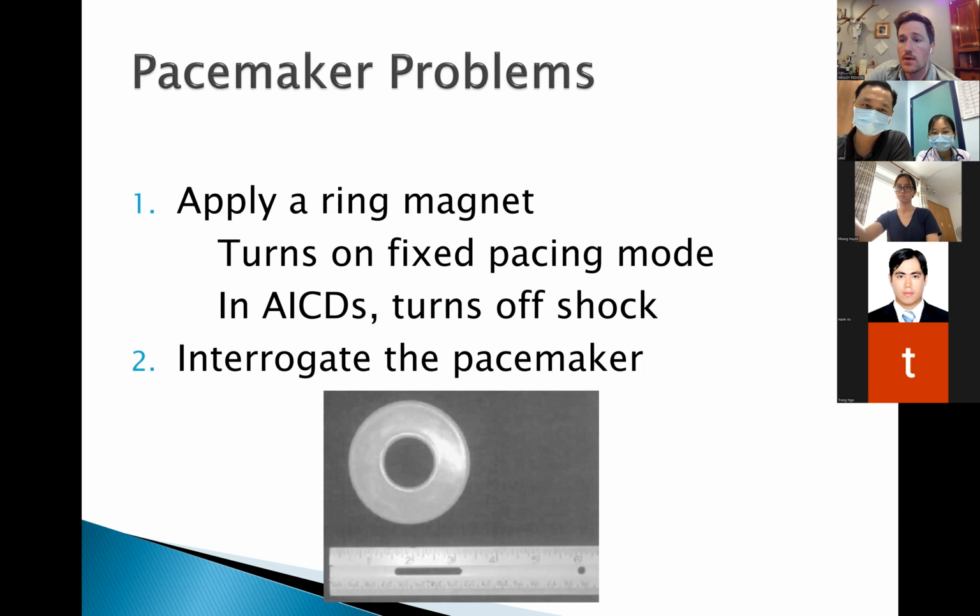If you apply a ring magnet to a pacemaker, then it turns it to what's called a fixed pacing mode. And the fixed rate is dependent on the pacemaker manufacturer. So certain ones will reset it to a pacer rate of 65, some of them set to 80, some of them set to 100. But either way, if you put a magnet to this patient and they go back to 65 or 80 or 100, then you know that it's a pacemaker mediated tachycardia. And then the other option, if that doesn't work, is you can interrogate the pacemaker, and that will help you.